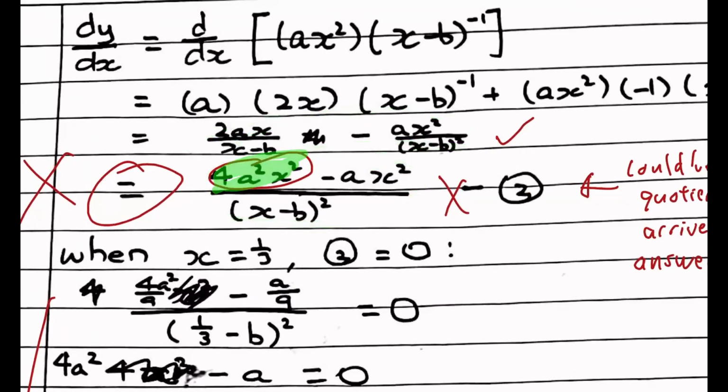When I combine into a single fraction, I square the first one, which is not correct. I should times x minus b on the top and bottom. Very good. Yes. Okay. Good. You understand already. So let's just redo this part.